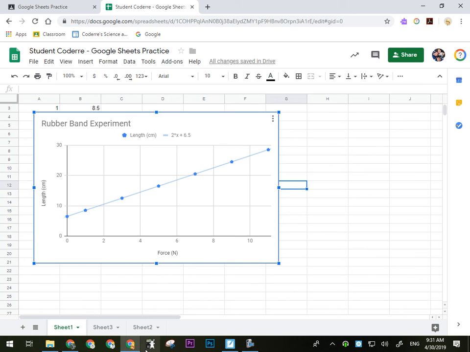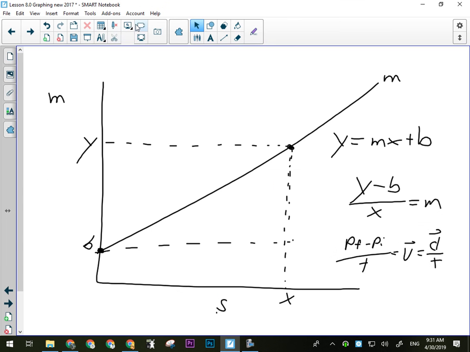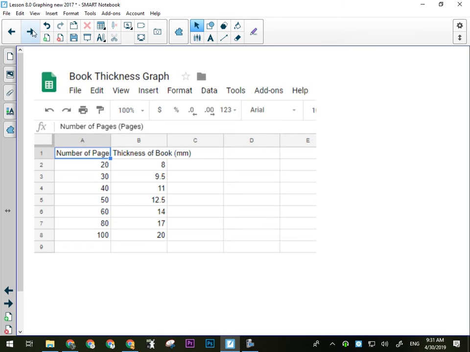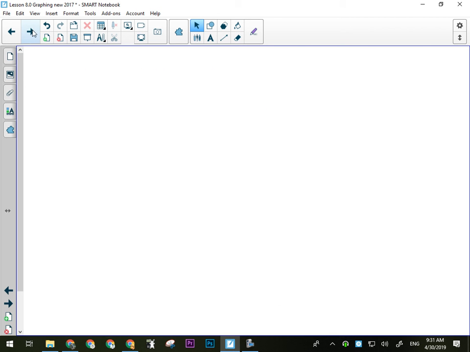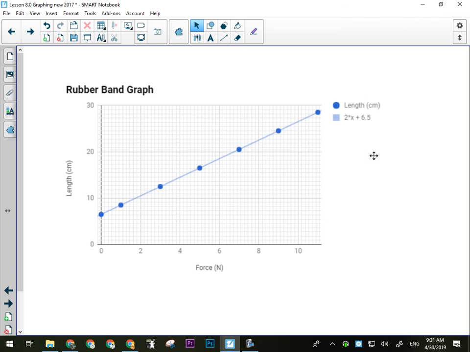All right, so the next thing we're going to do with this graph is a little bit of calculating using y equals mx plus b. So what I'm going to do is just take a snapshot of that. Okay, so there's my graph of the rubber band, and I've got my equation here. What this equation is really saying is that y equals 2 times x plus 6.5.